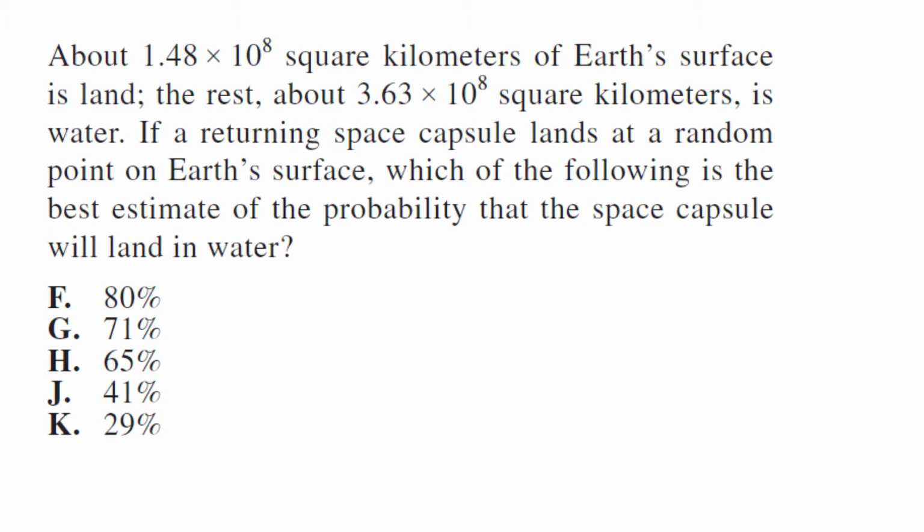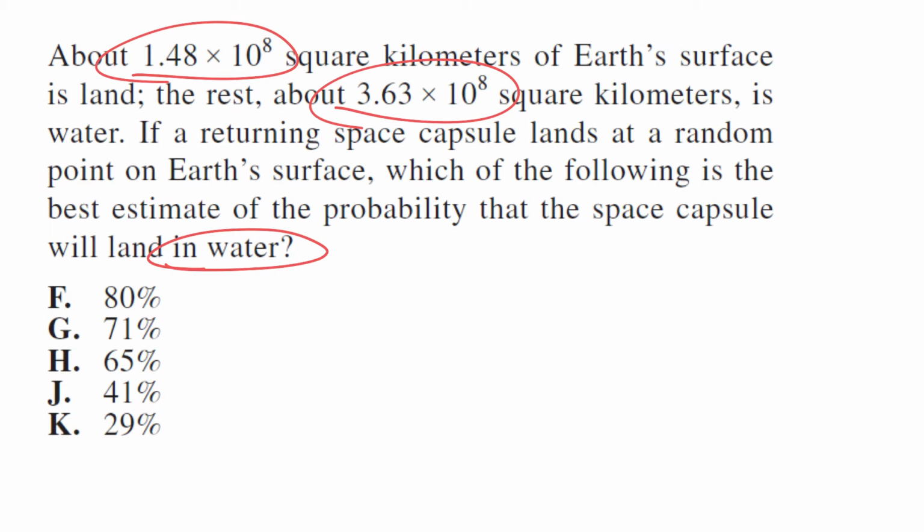It says if the returning space capsule lands at a random point on the Earth's surface, which of the following is the best estimate for the probability it will land in water? First of all, use some common sense. The land is smaller than the water, so the chances of it hitting on the water is going to be higher than 50%. So these two answers are wrong.